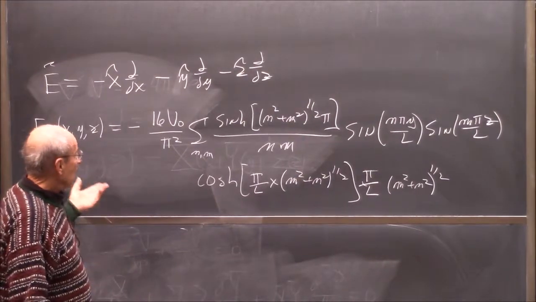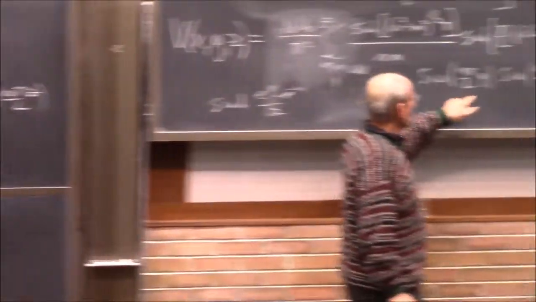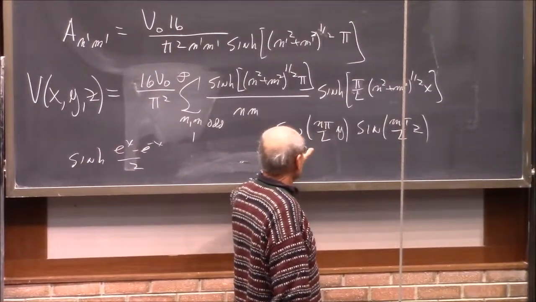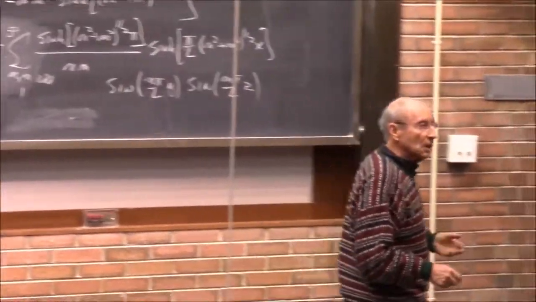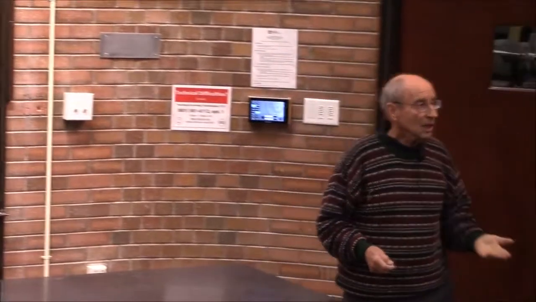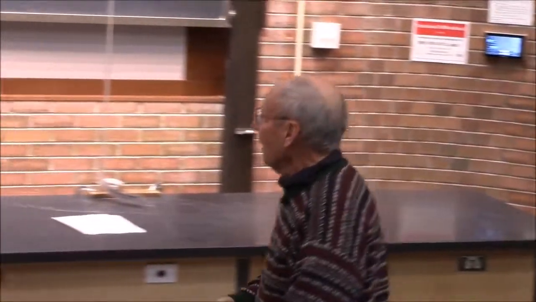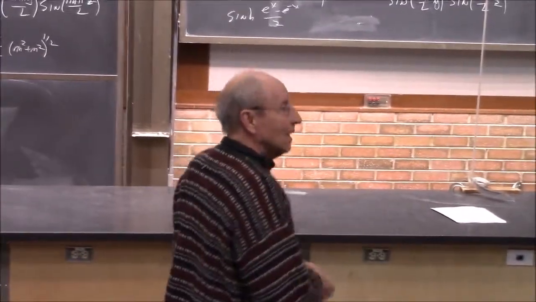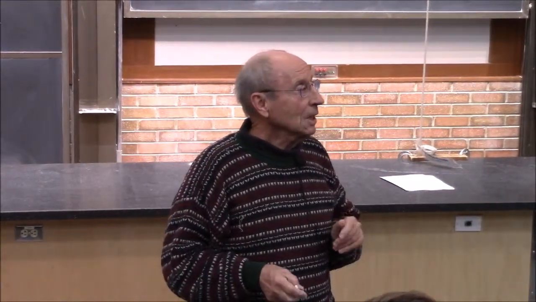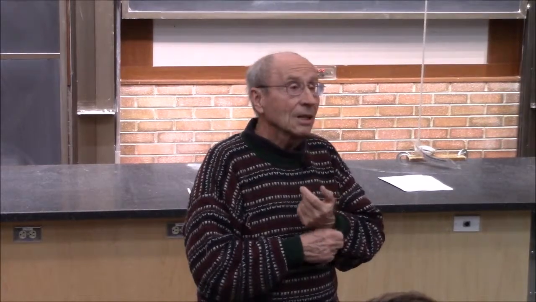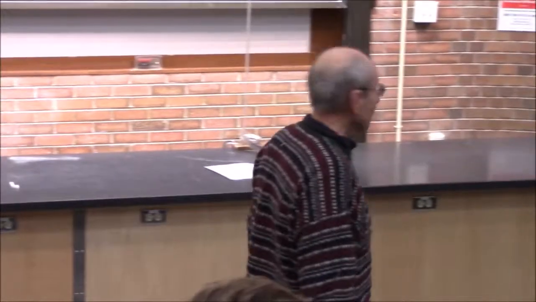And similarly, to find the y component, I take the derivative of sine, which will just give me n pi over L times cosine, and similarly for z. So once you've got V, it's an easy matter to get the electric fields. All right? Now, in the end, although the math looks complicated, the ideas are simple. So let's apply our physical intuition to answer some questions about that solution.